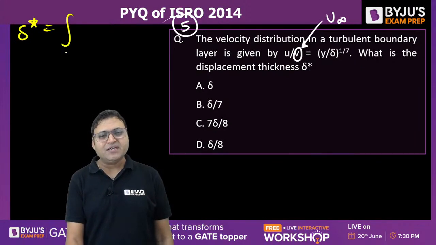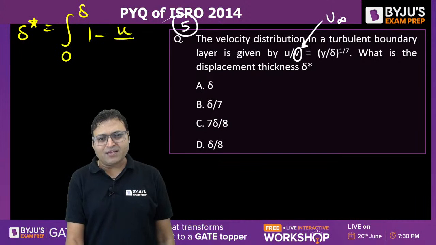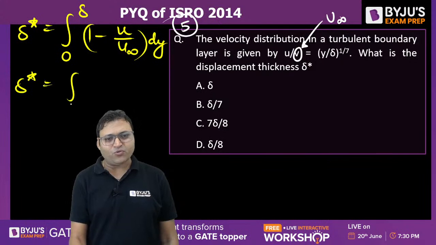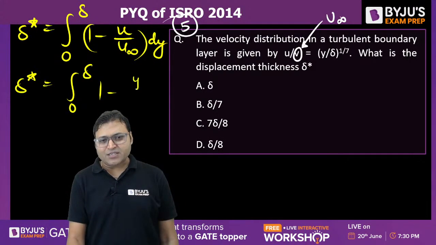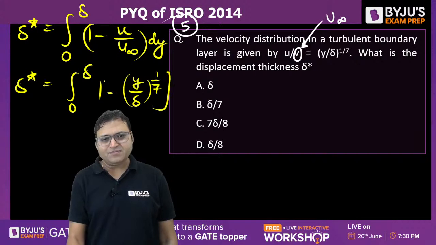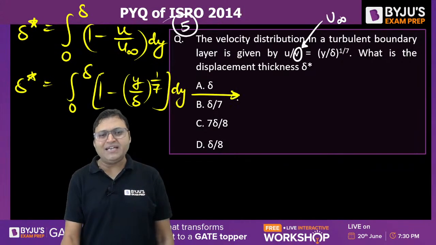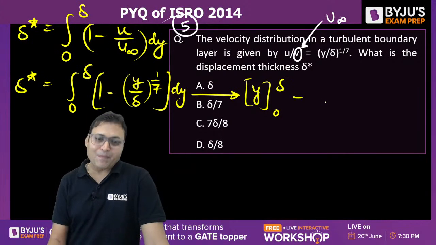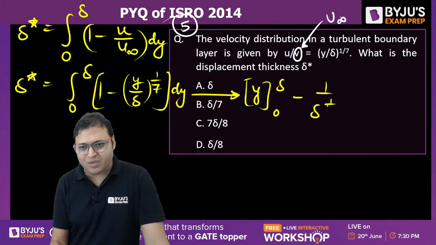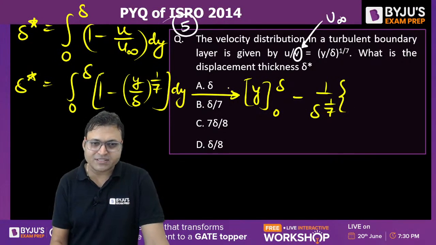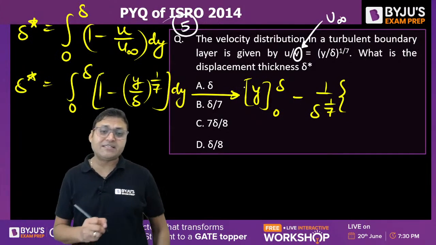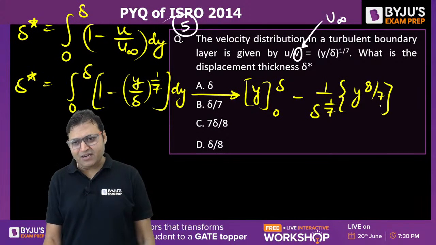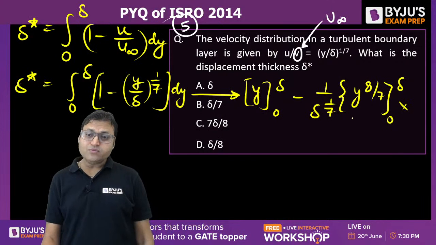What is displacement thickness? Integration 0 to delta 1 minus U by U infinity into dy. If you put the values, delta star is equal to integration 0 to delta 1 minus y by delta to the power 1 by 7 into dy. Can you do the integration? So it will be y, the limit will be 0 to delta minus 1 by delta to the power 1 by 7, that is constant, y to the power 1 by 7 into dy. How much is that? 1 by 7 plus 1, 8 by 7. So it will be y to the power 8 by 7 and the limit will be 0 to delta into 7 by 8.